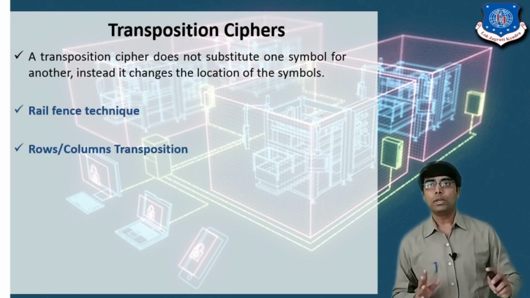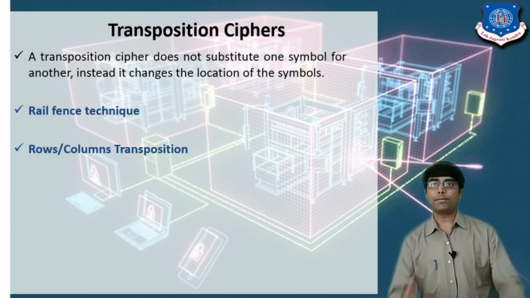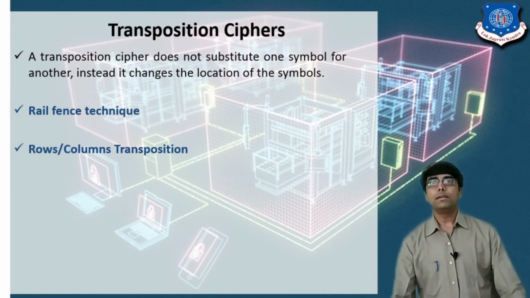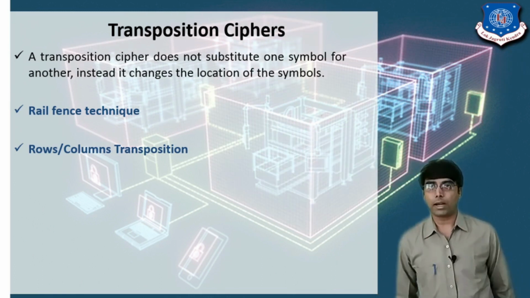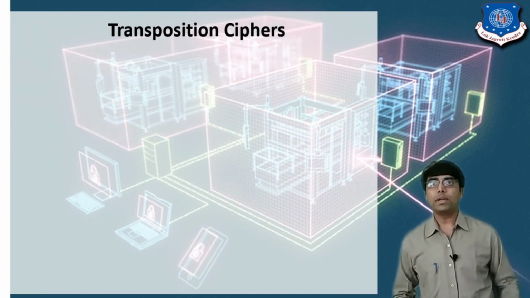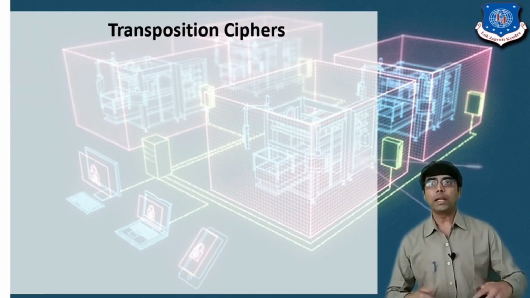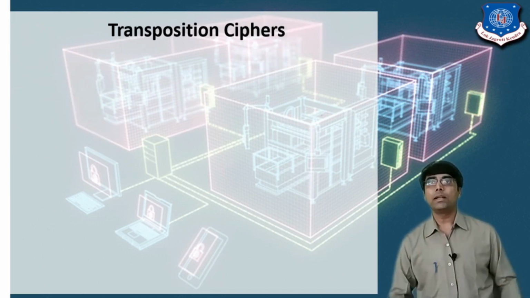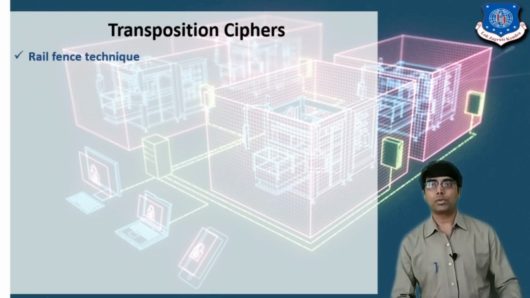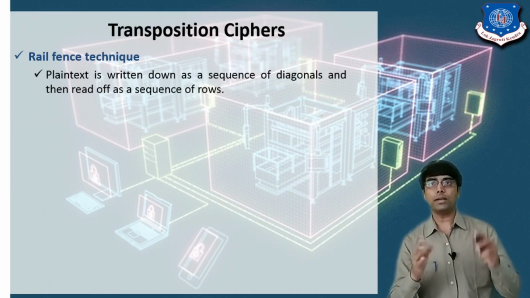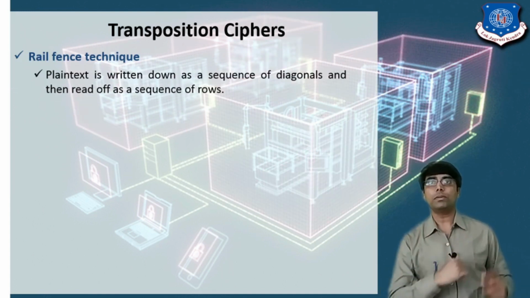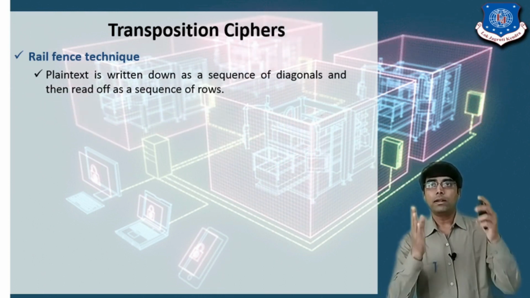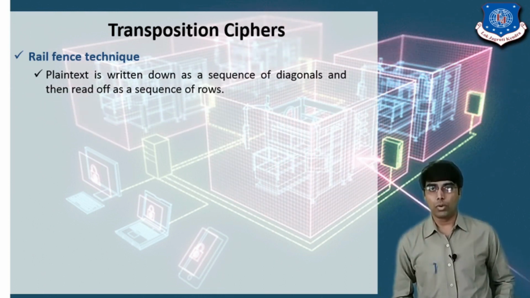Now there are two types of transposition technique. The first, rail fence technique, and the second, row column transposition. So let's discuss the first, rail fence technique. How to encrypt the message using the rail fence technique? Here, all the plain text is written down as a sequence of diagonals and read as a sequence of rows.